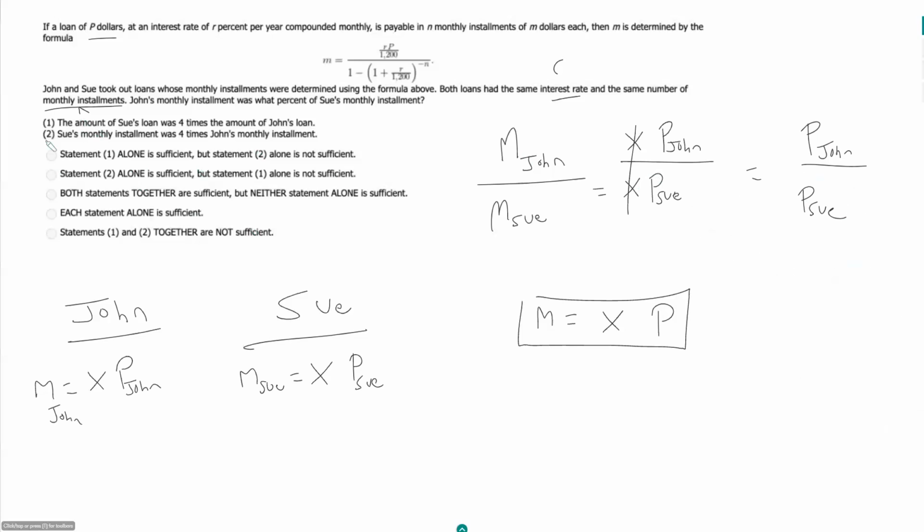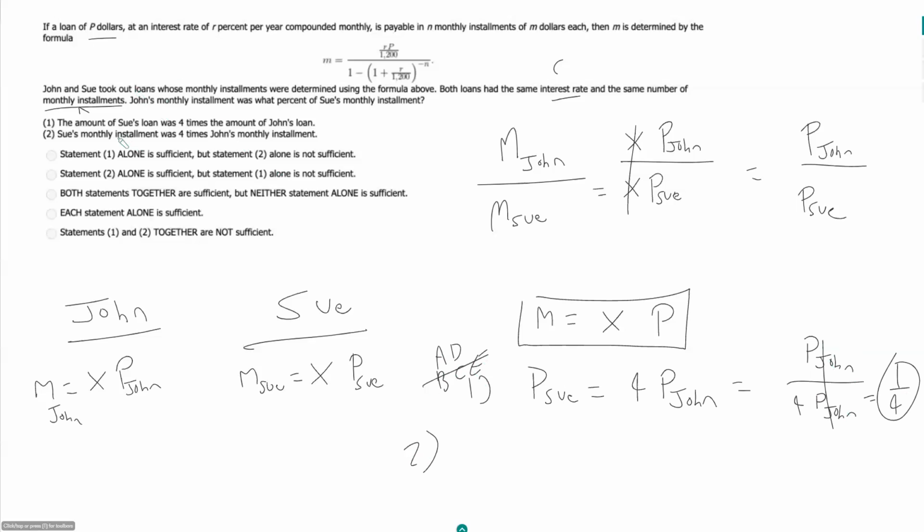So now, knowing this, statement 1 says the amount of Sue's loan was 4 times the amount of John's loan. So that means P Sue is equal to 4 times P for John. So this means M John over M Sue is just going to be equal to P John over, then we just substitute 4 P John for P Sue. And we get just 1/4. So this statement is sufficient.